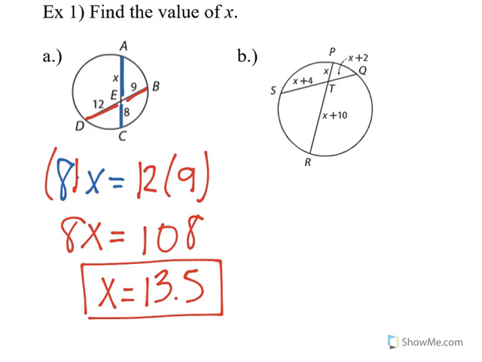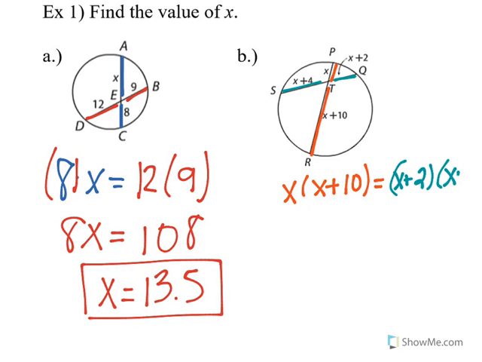So for the next one, what do we have? We're going to take X and multiply it by X plus 10, because they're on the same segment. And set that equal to the other two pieces on the same segment, which are X plus 2 times X plus 4. Make sure you're using parentheses. Okay, now what are we going to have to do here? On the left side, we're simply distributing. So we'll get X squared plus 10X. X times X is X squared. And that's going to equal.